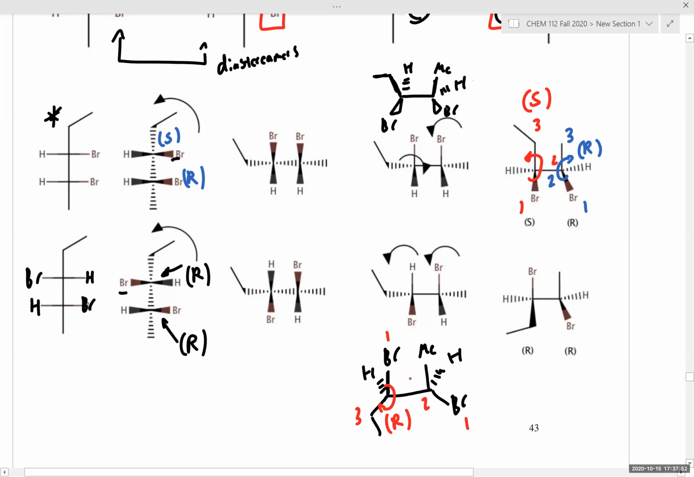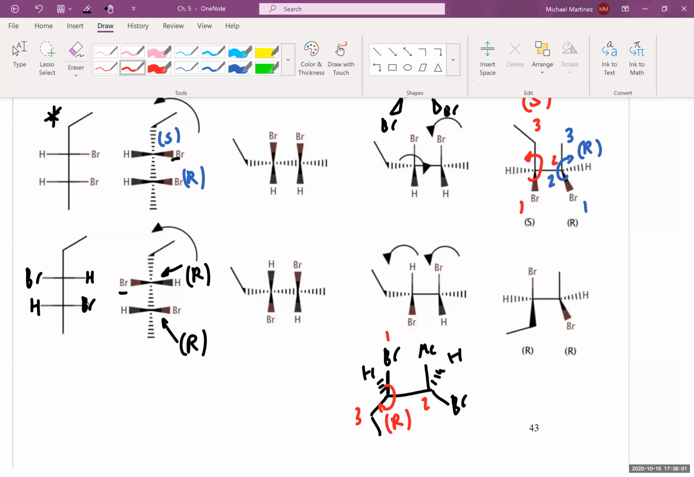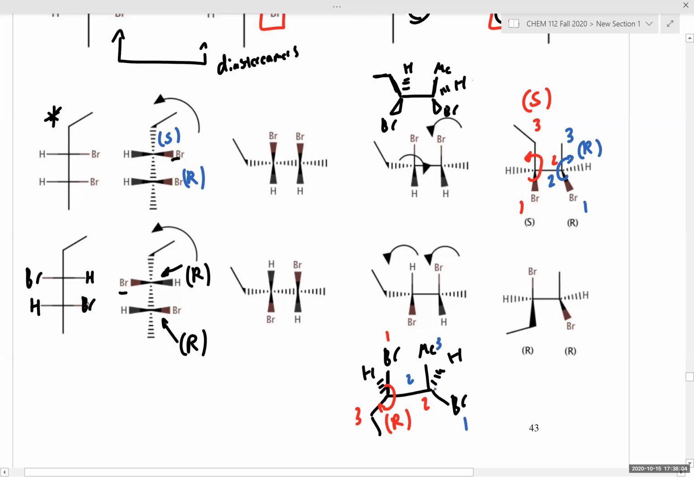This second center, just to be sure, assigning our priority. Let me do that in a different color to make it easier for you to see. For our second center, which theoretically shouldn't be changed, it is also R. So as we can see, if we change the position of our substituent from the right-hand side to the left-hand side, our stereochemistry flips. So this is the beauty of Fischer projections. They're very good at helping you notice diastereoisomers.